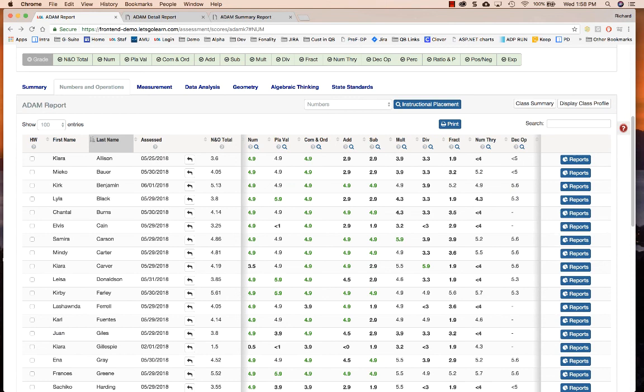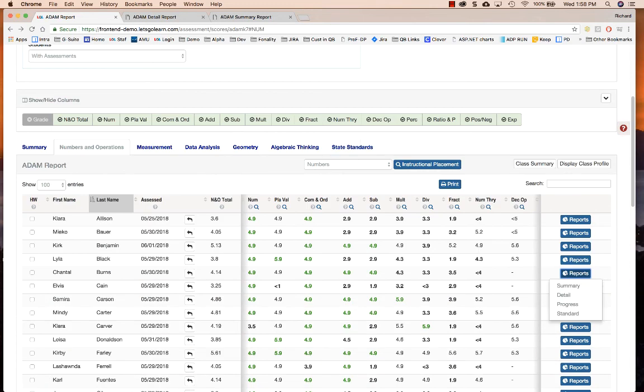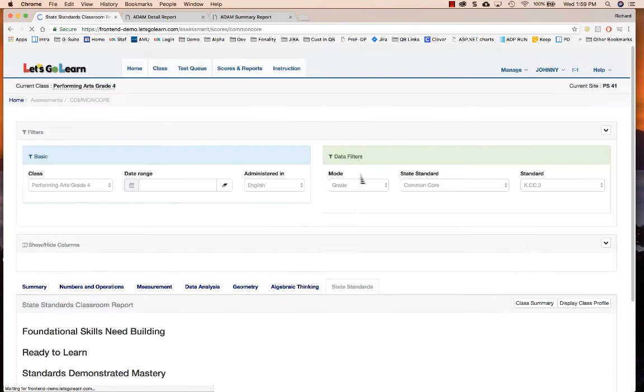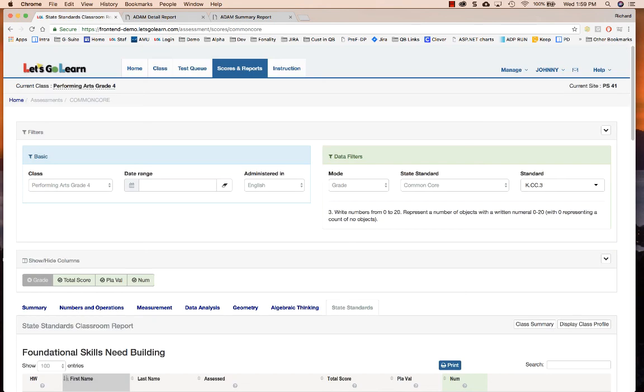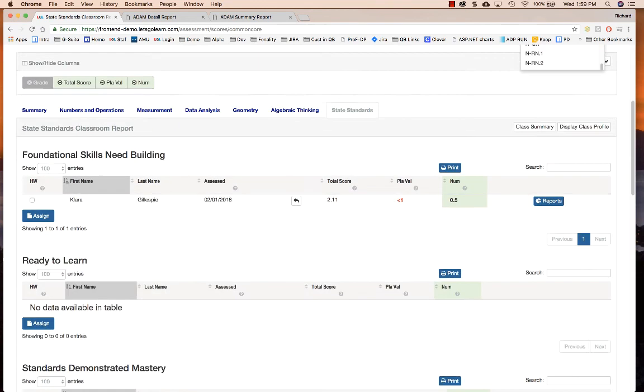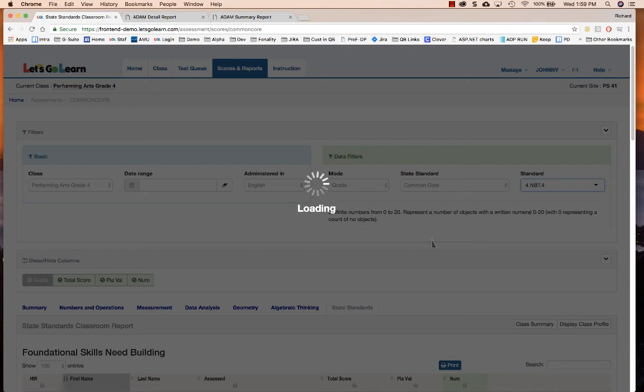Now a couple other things are really interesting. We also have standards reports. So you can select a specific standard. Another really interesting report is, I'm actually going to click on this tab and now we're going to select a standard. So I can select a Common Core standard, I can select a Texas standard, I can select a Pennsylvania standard. This is a fourth grade class, so let me go ahead and grab a fourth grade standard. Let's grab this one here.